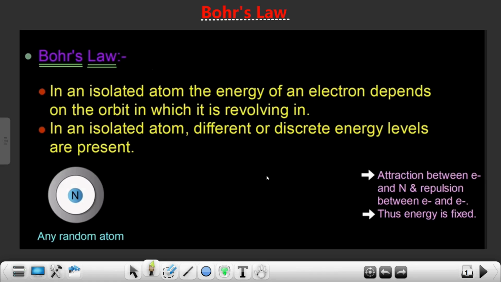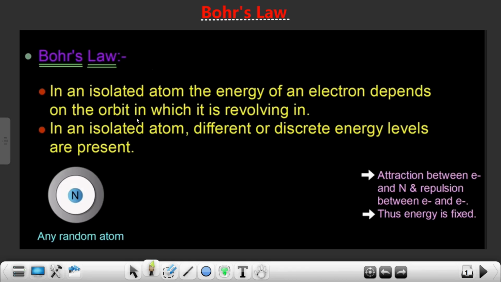Hello engineers, welcome to the new video of the course, and in this particular video we are going to understand the concept of Bohr's law. If you search on the internet about Bohr's law you will get a hefty amount of definitions, but I have tried to explain this entire concept in a very clear and precise way.